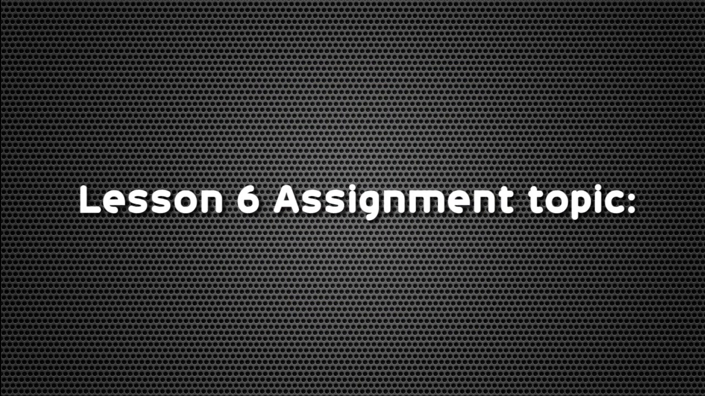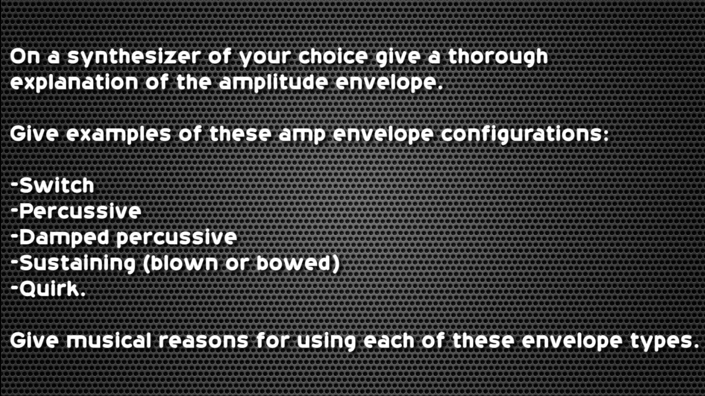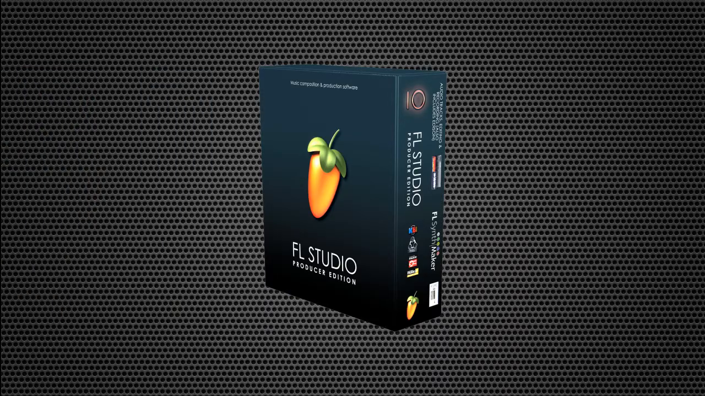pronunciation. The topic I chose for this assignment is: on a synthesizer of your choice, give a thorough explanation of the amplitude envelope. Give examples of these amp envelope configurations: switch, percussive, damp percussive, sustaining, blown or bowed, and Quirk. Give musical reasons for using each of these envelope types. The DAW that I will be using for this assignment is FL Studio 10 Producer.